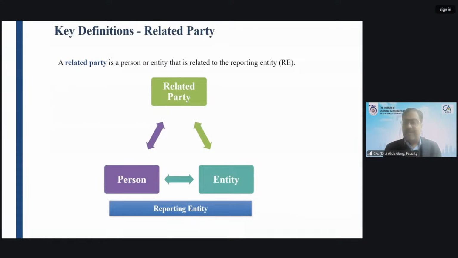Now, who is a related party? Always remember, a legal person can be a related party, or an artificial legal person can be a related party. When you talk about a legal person, what does it mean?